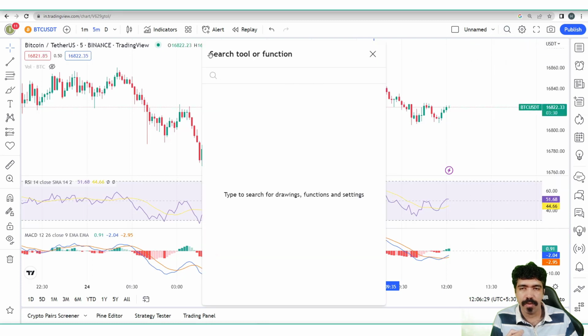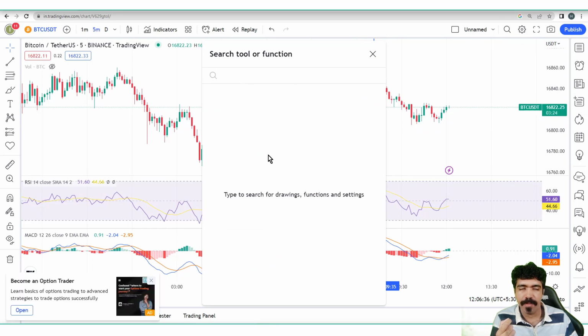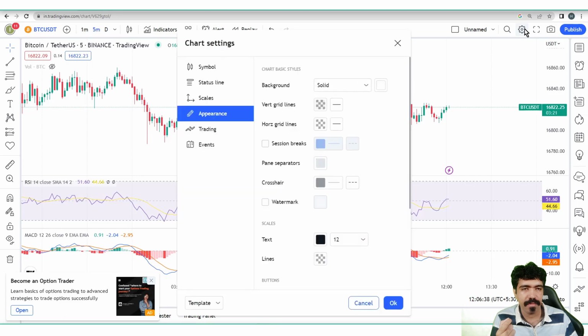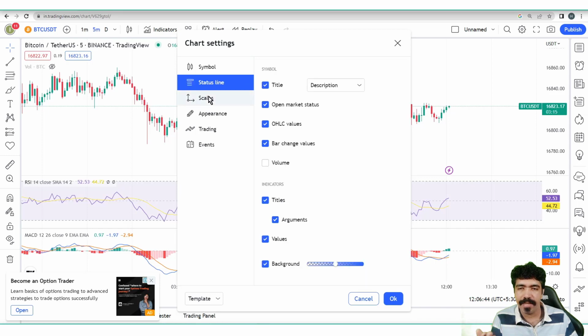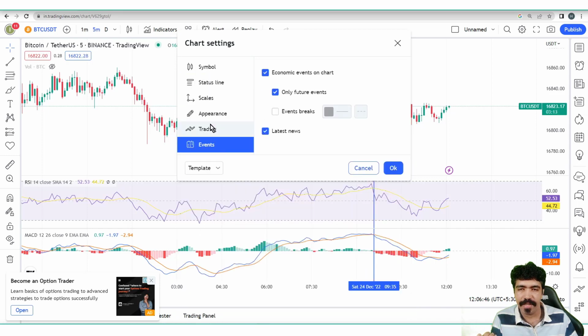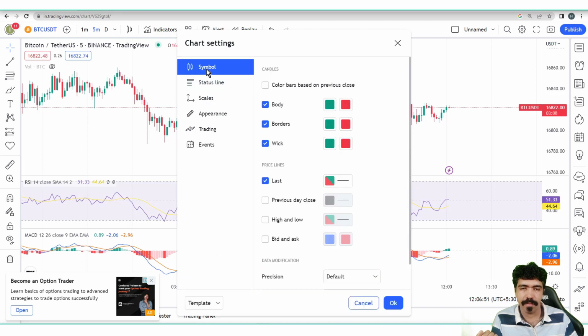Next one is search. So this is very helpful to search any tool or function. Directly you can search a tool and function, and this will pop up, and click on this and that will be implemented. Next is settings. This is purely for appearance point of view. We have various symbol settings, status line, scale, appearance, trading and events. So these are various chart settings which are available in TradingView.